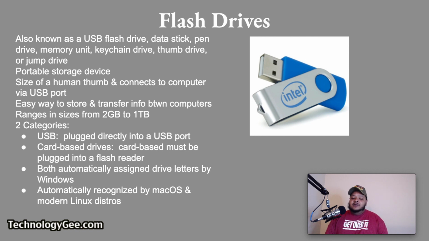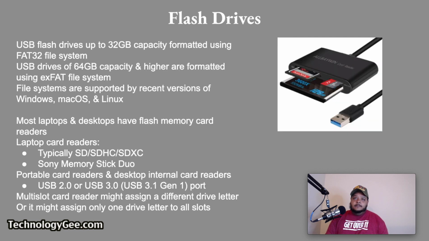USB flash drives can be plugged directly into a USB port. Card-based flash drives must be plugged into a flash card reader before they can be used. Both types of flash drives are automatically assigned drive letters by Windows and are automatically recognized by Mac and by modern Linux distros. USB flash drives up to 32 gigabytes capacity are normally formatted using the FAT32 file system, and USB drives of 64 gigabytes capacity and higher are formatted using the exFAT file system. These file systems are supported by recent versions of Windows, Mac, and Linux.